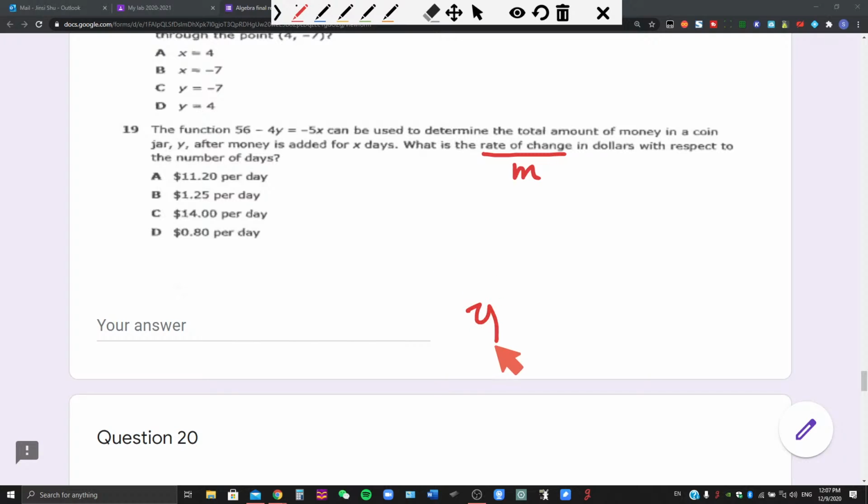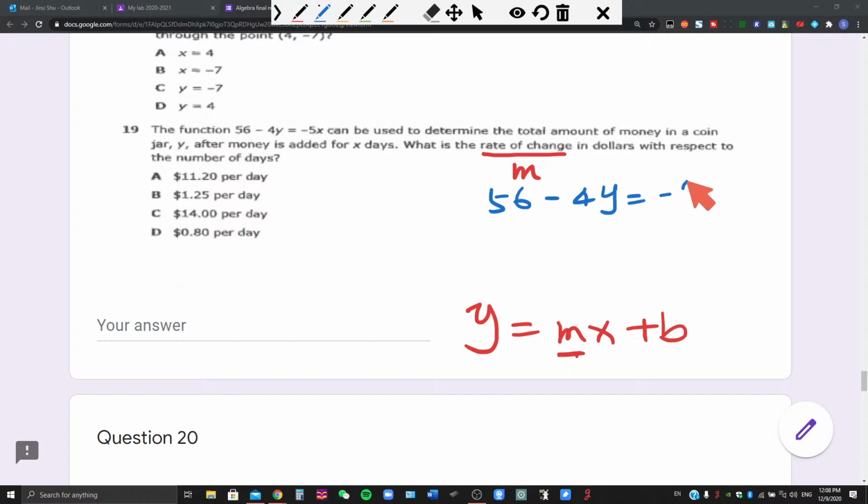Into y equals mx plus b. When you can rewrite into this form, you know the m. Right? Let's do it. 56 subtract 4y equals negative 5x. First, we want y to be just a 1y, right? Just 1y.